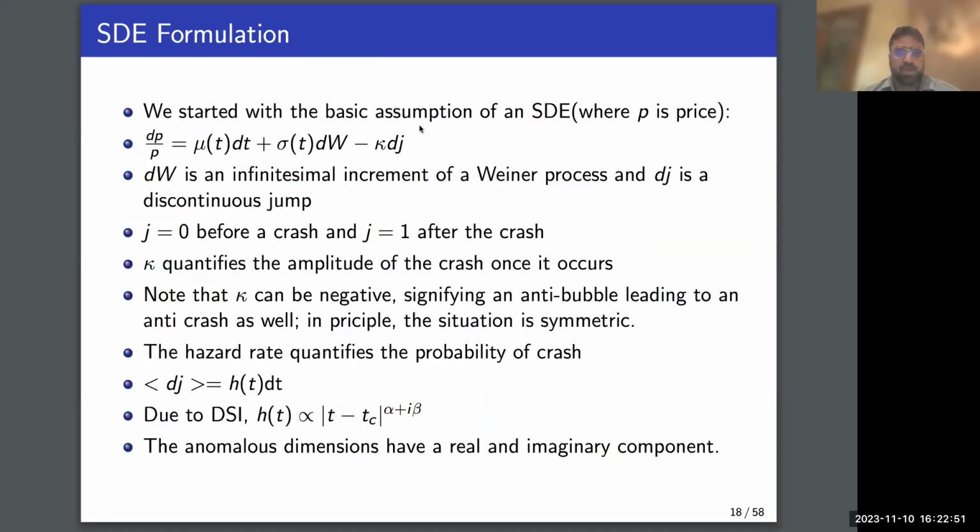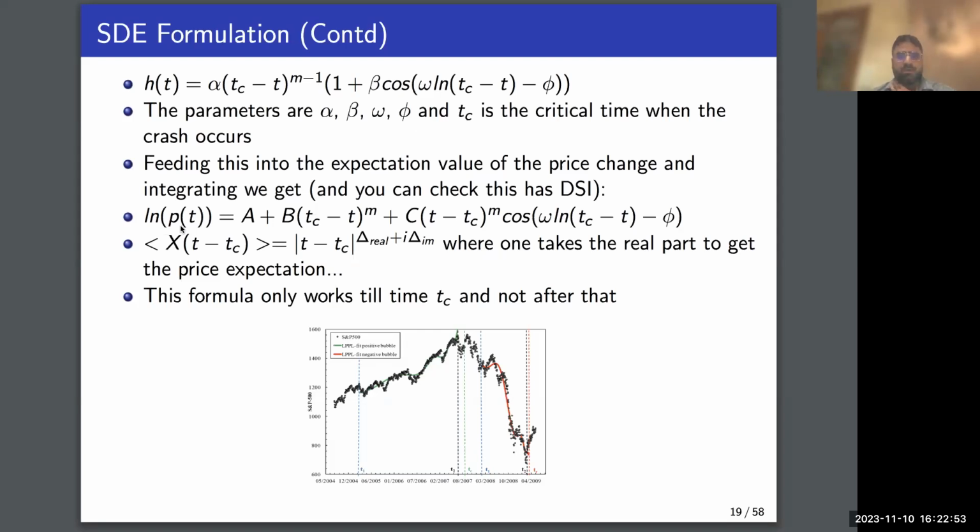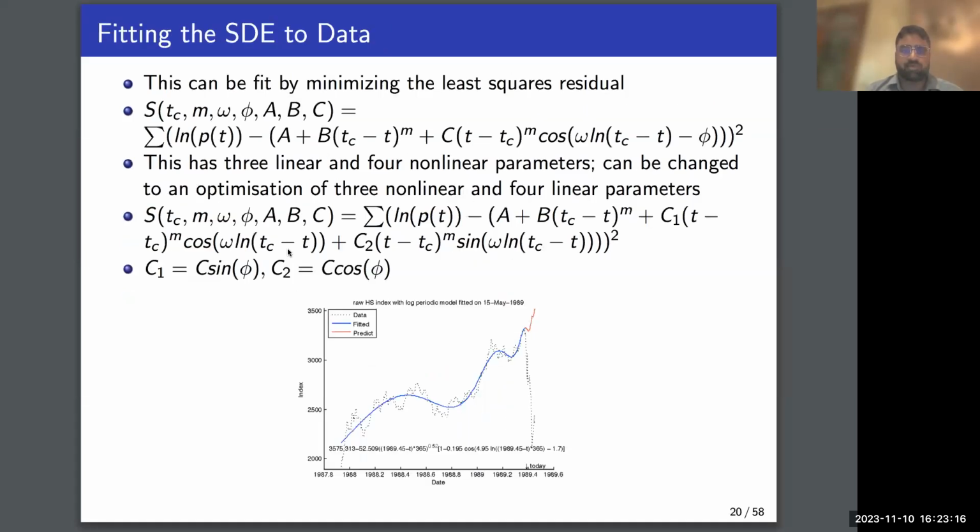of the price change, and you integrate to essentially get this particular expression in terms of the price, or the block price right before the crash, where you have this power law superimposed by these fluctuations, or these oscillations, that keep getting more and more rapid as time goes on and on. And this formula, of course, only works up to the critical time, T of C.